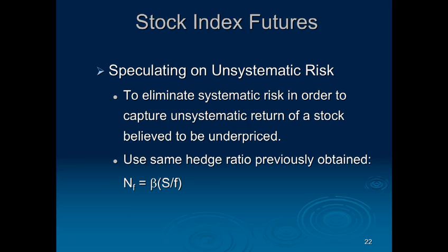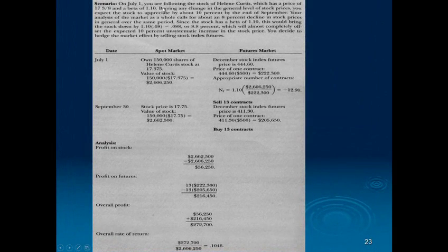So I'm going to explain how that can be done. What we're going to show is an example where we're going to speculate on the idiosyncratic risk, the firm-specific risk of the stock. We're going to eliminate all the systematic risk in order to capture the unsystematic return of a stock believed to be unpriced. So, all these examples, they're available on the MyUni website in a PDF blown up, so you can read it easier.